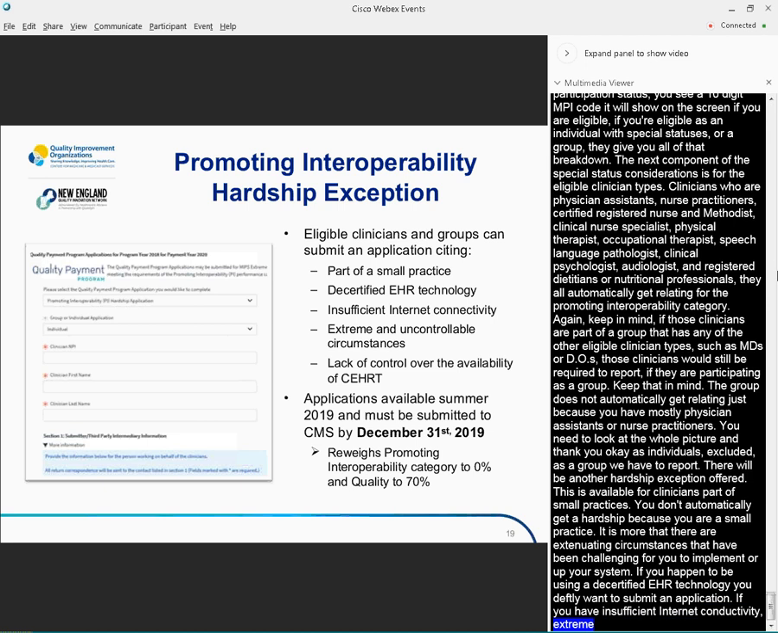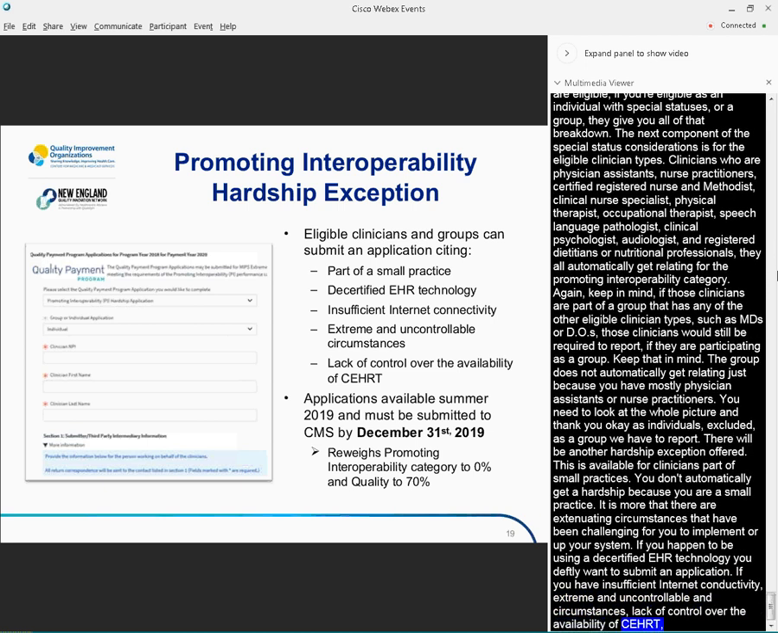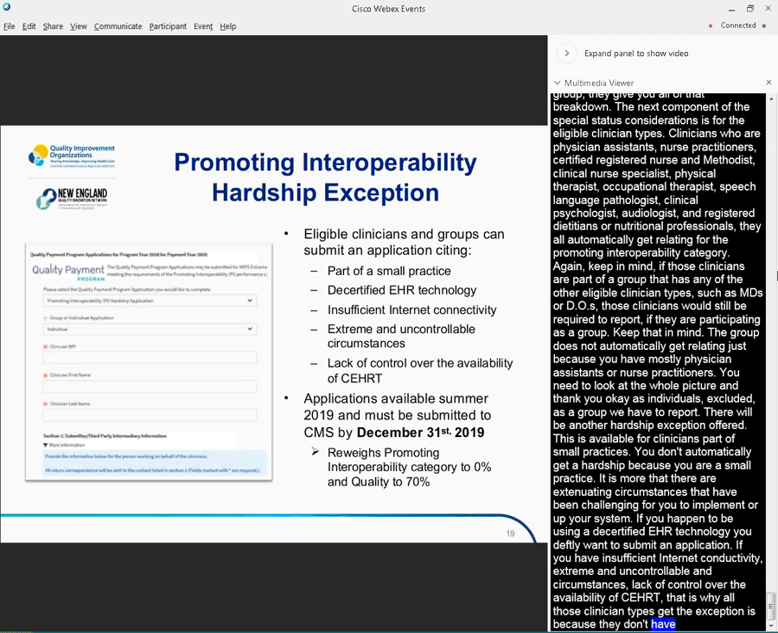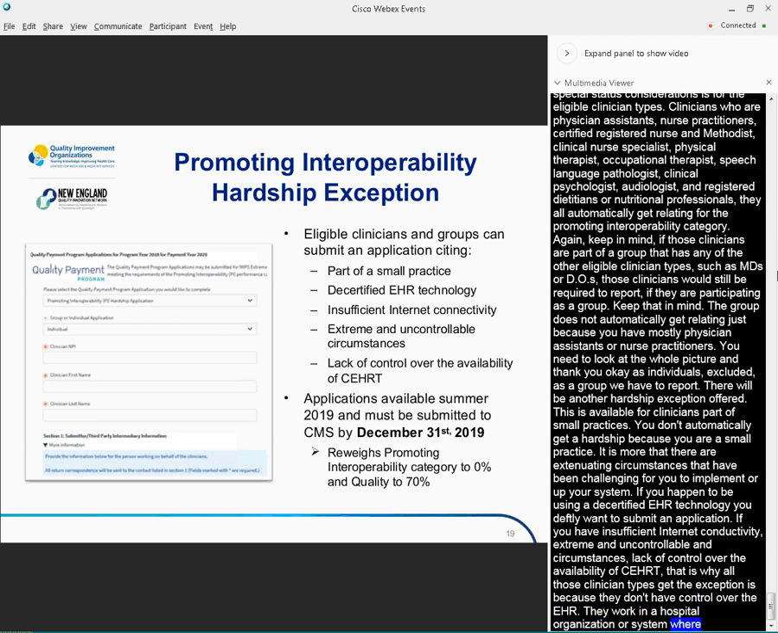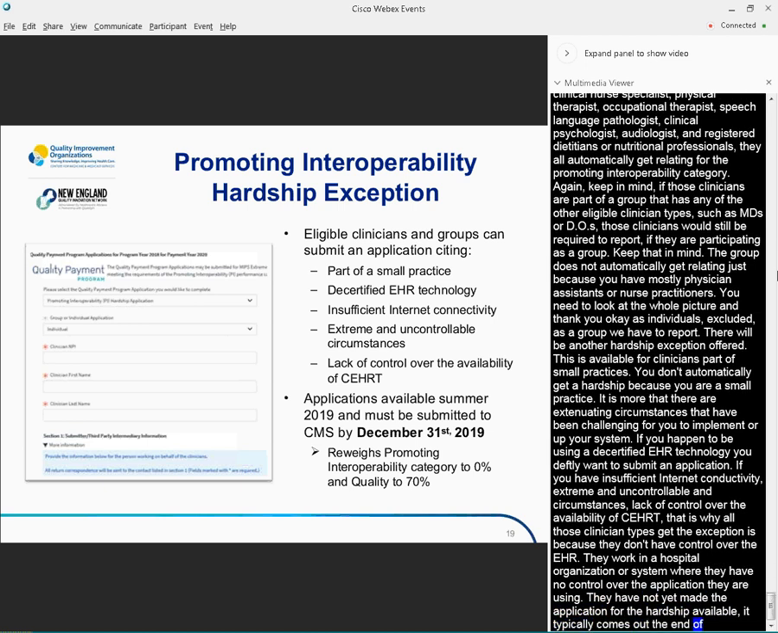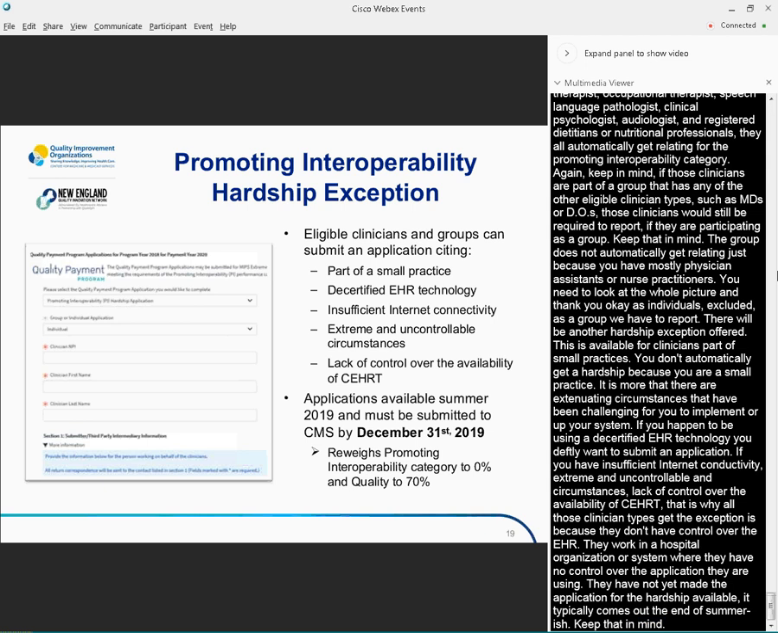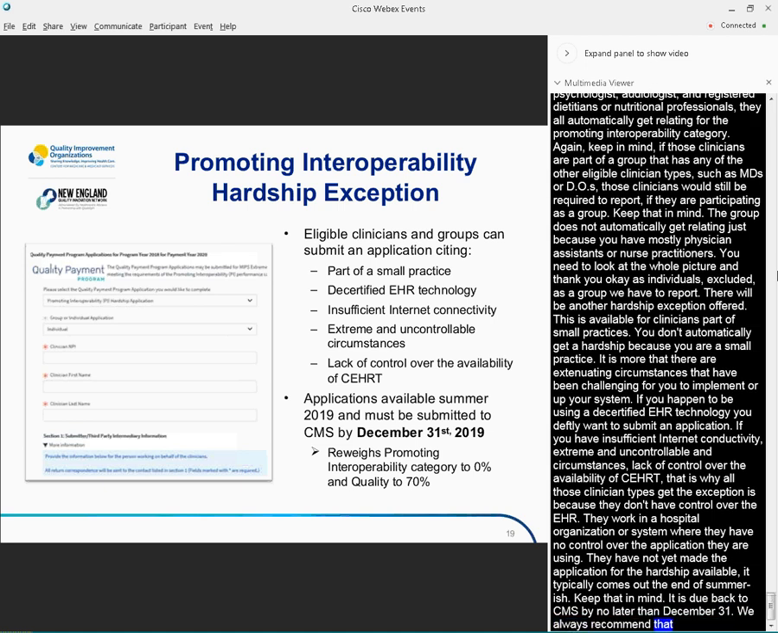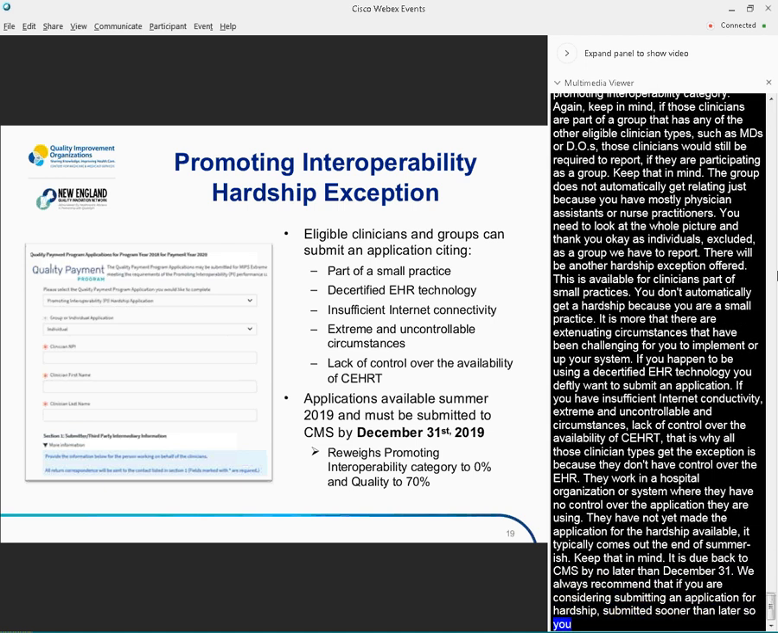that's really why all of those clinician types get the exception, is because they really don't have control over the EHR. They usually work in a hospital organization or system where they really have no control over the application that they're using. CMS hasn't yet made the application for the hardship available. It typically comes out usually like end of summer-ish, so just keep that in mind. And it is due back to CMS by no later than December 31st. We always recommend that if you're even considering submitting a hardship application, submit it sooner rather than later so you know whether it's approved or not, and make sure that you definitely don't miss that December 31st deadline.